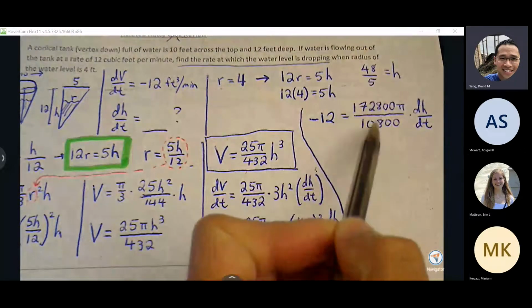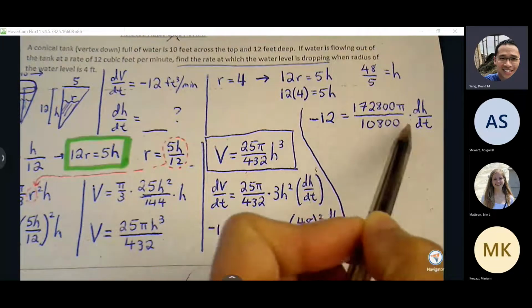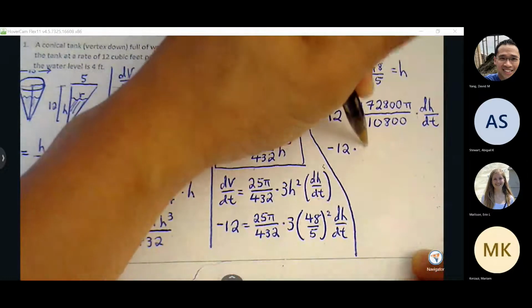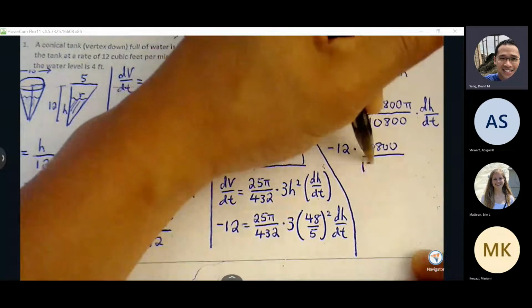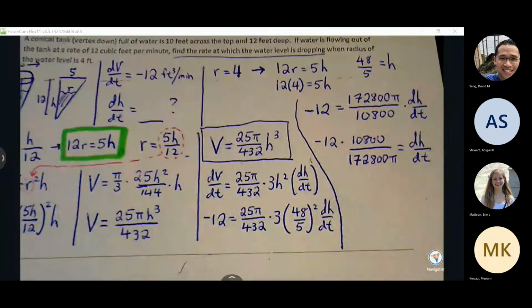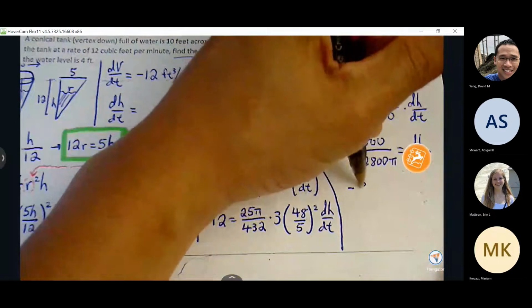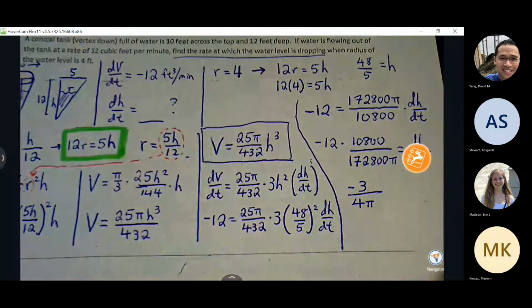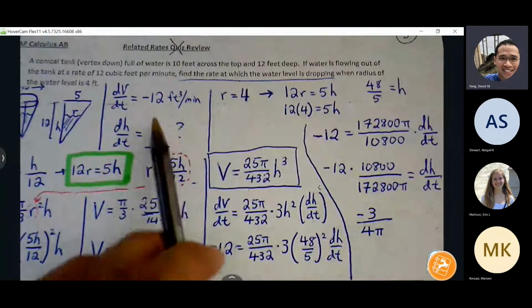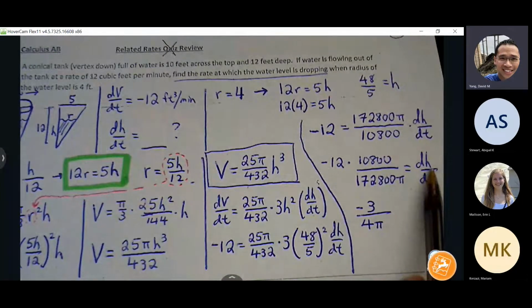Okay, you can choose to reduce this fraction earlier if you like, or you can just go ahead and bring it over. If I want to bring over a fraction, I'm going to multiply by the reciprocal if I'm going to make it switch sides. Notice again, pi is in the denominator. It needs to stay in the denominator. Okay, my units of measure: dh/dt, dh is height, that's one dimensional, so that's going to be feet per minute.